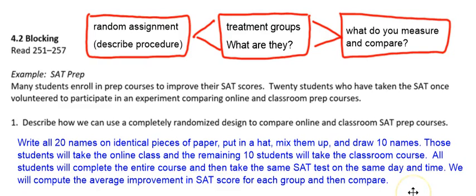So the book uses a diagram process and an explanation process. You don't have to make a diagram. If it's helpful to you, you can draw out a diagram, but remember, you can't just draw a diagram. You also have to explain the procedure, the random assignment, the treatment groups, and then what you do afterwards.